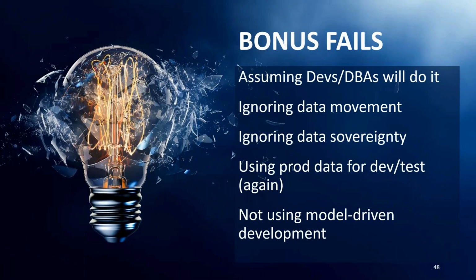So some bonus fails. Don't assume devs and DBAs are going to take care of security, because they have other things to do too. Don't ignore securing data movement, especially through pipelines and ETL. Don't ignore data sovereignty. Data sovereignty is that thing like the data must stay in this country or this region. That is a type of classification or metadata about data. Again, don't use production data for dev test. And you should use model-driven development. Model-driven development is, and this happens on my projects, every change to a database starts in the model at the logical level. Then I compare and merge the logical change into the physical, and then I compare and merge the physical model into the databases, and I generate the alter scripts and we do it.